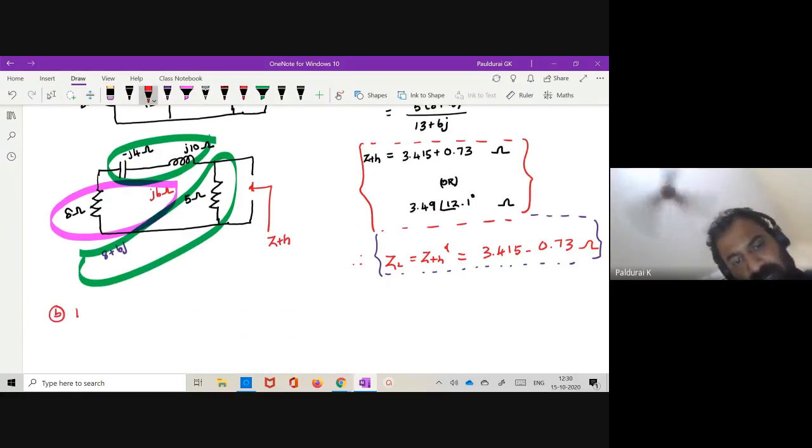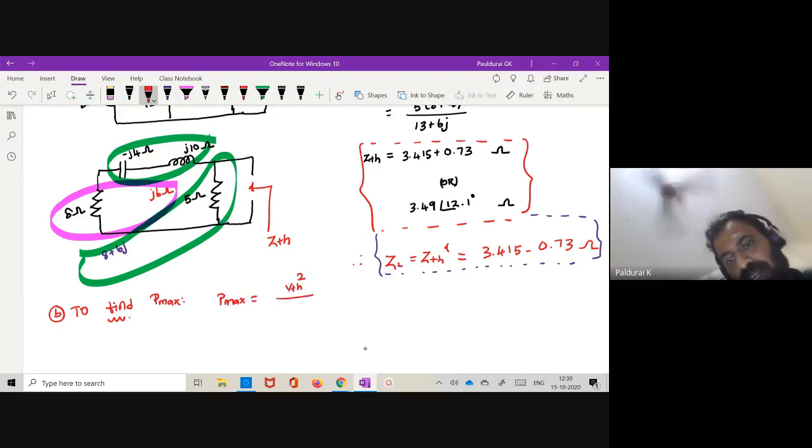Subdivision B is to find P max. In order to calculate P max, please remember this formula: VTH squared divided by 8 times RTH. Sir, RTH is the real part of ZTH. So it is 3.415. Okay, this is my RTH.